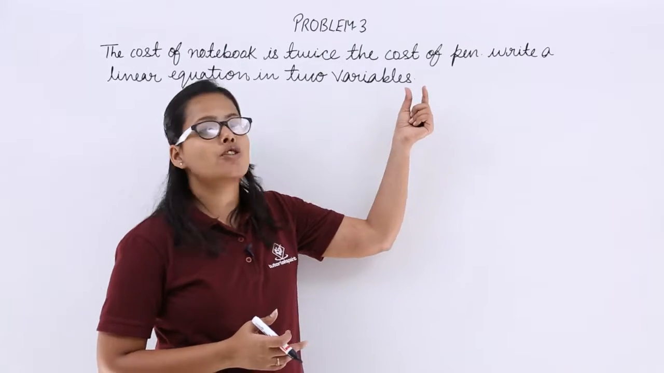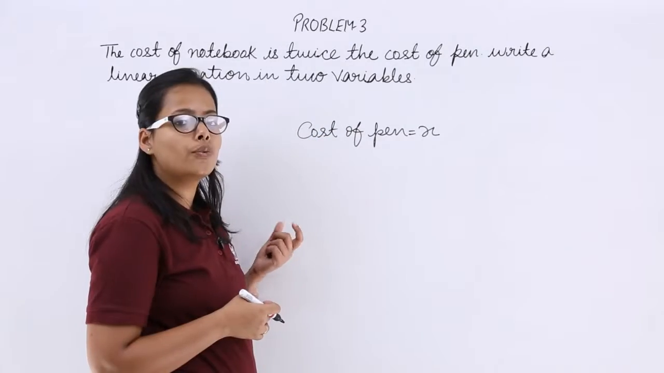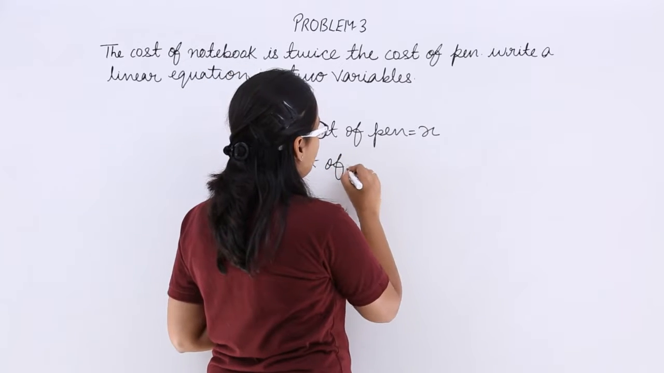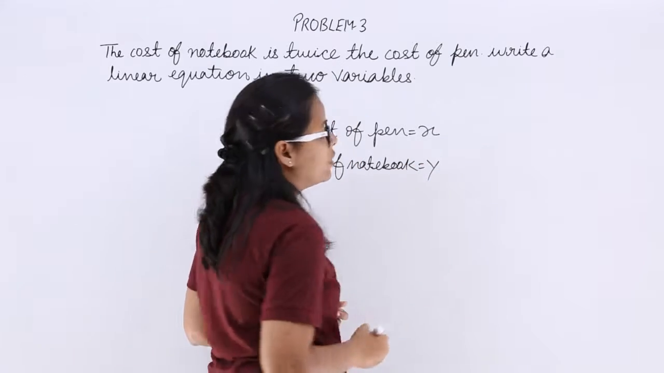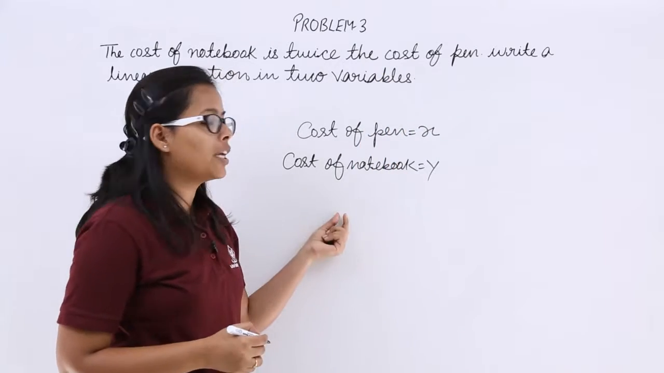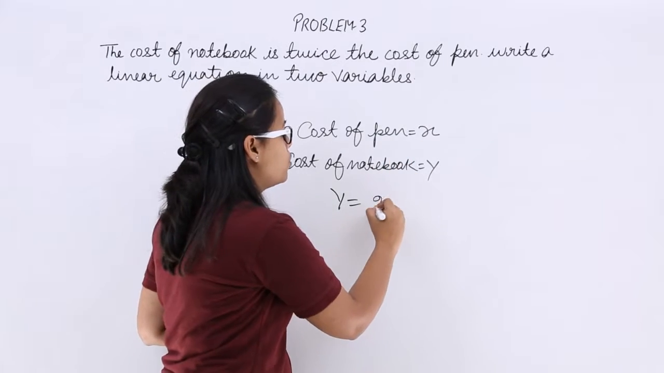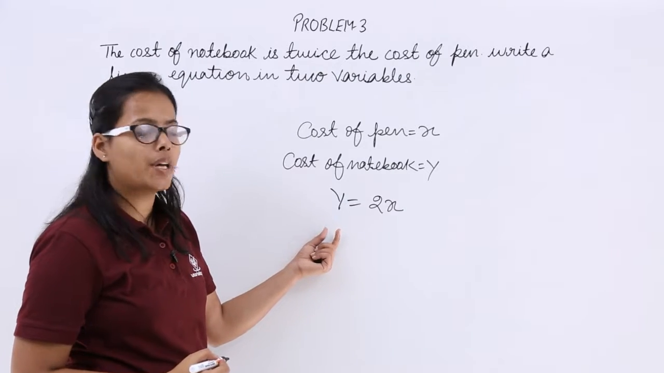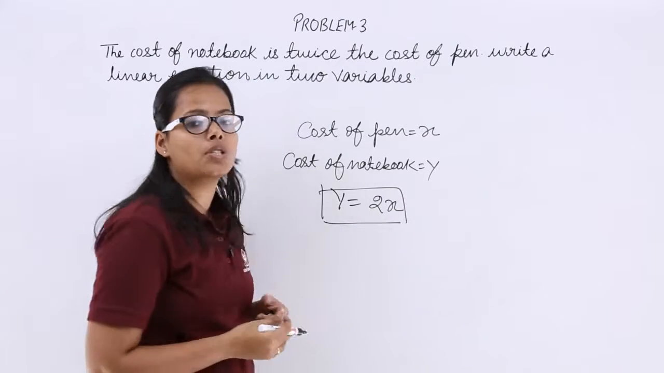Now let's suppose cost of pen is x and cost of notebook is y. You know that cost of notebook is twice the cost of pen. So what can you write? Cost of notebook, which is y, is twice, which is 2 times the cost of pen, which is x. So this is the linear equation in two variables, x and y are the parameters. So this is the linear equation in two variables.